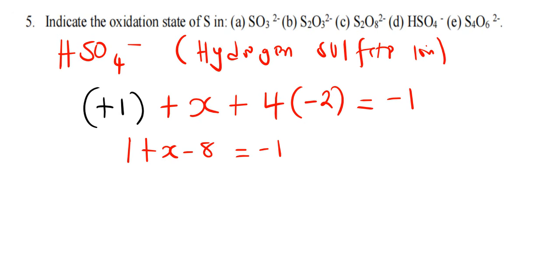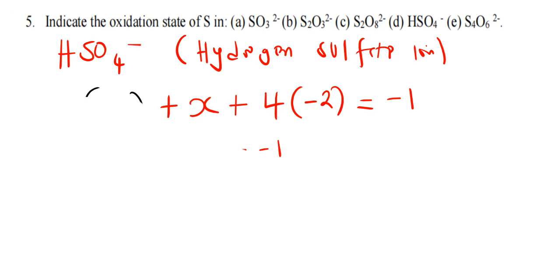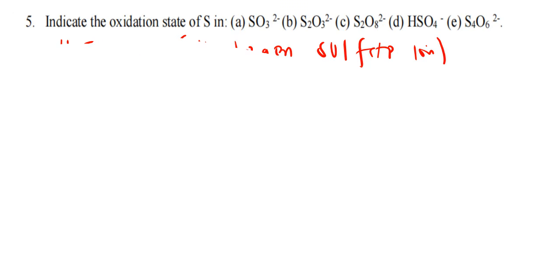Then I'm going to take the -7 to the other side. So x will be equal to -1 plus 7. So in this case, x will be equal to 6. Since we're talking about oxidation numbers or oxidation states, this will be +6. So sulfur in hydrogen sulfate ion is going to be +6. That is how we find the oxidation number for sulfur in hydrogen sulfate.